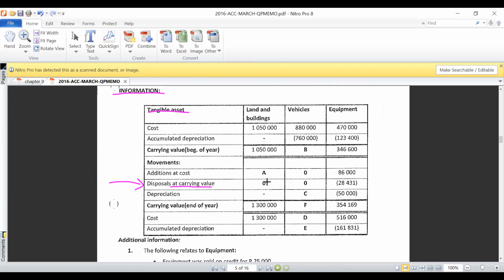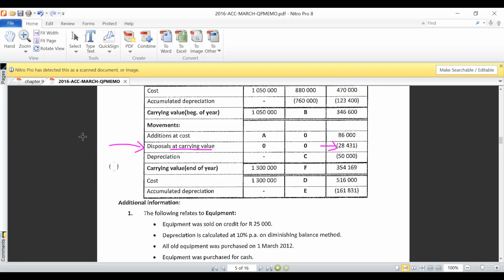Yes. If you look under buildings, it's 0, meaning they did not sell any land and buildings. If you look under vehicles, it's also 0, meaning they never sold any vehicles. But if I go to equipment, I'm seeing disposals at carrying value of 28,431, meaning there is a case here where equipment has been sold by the business. So that's one way of identifying if there is an asset disposal, or an asset that has been sold by the business.